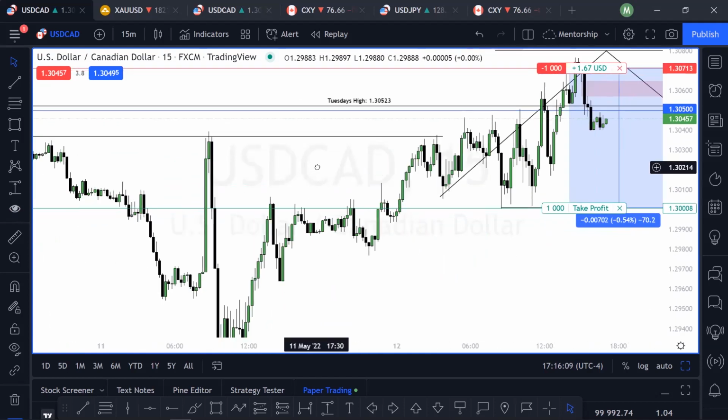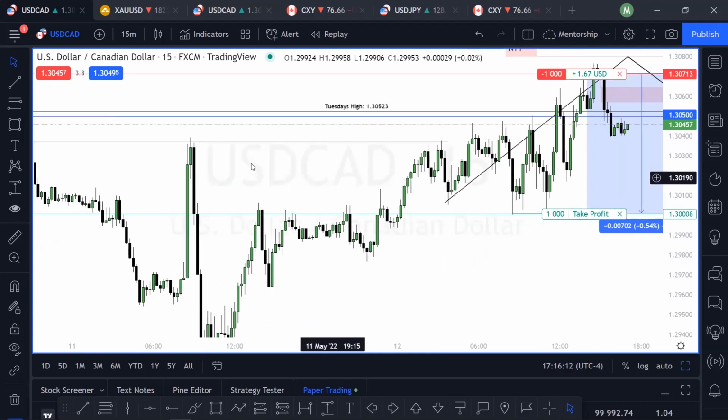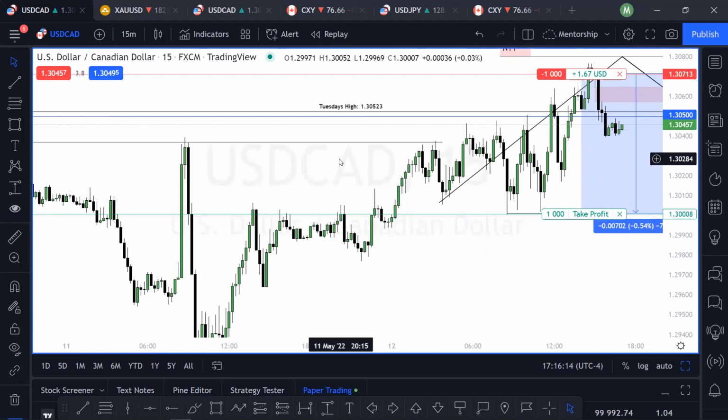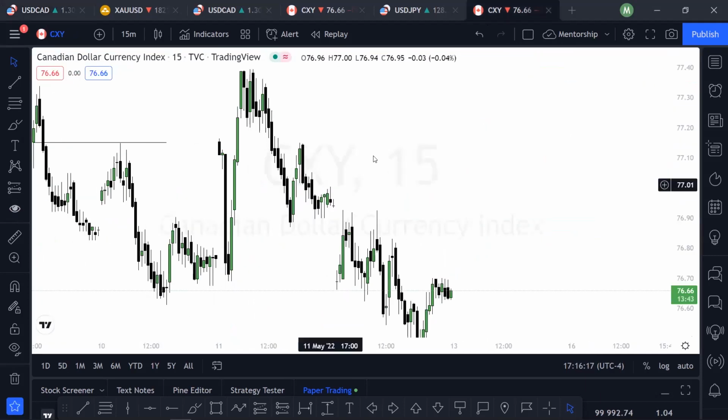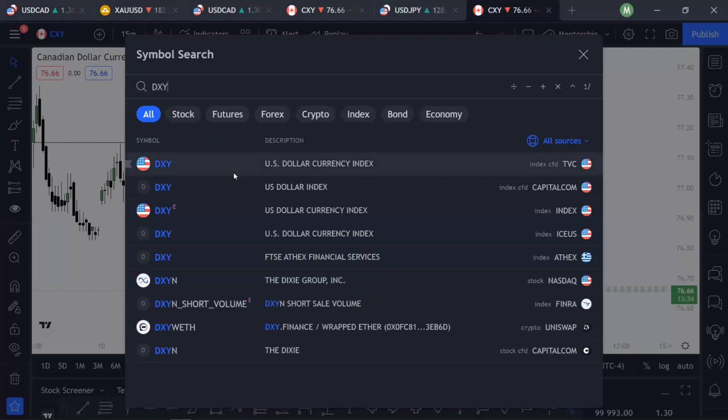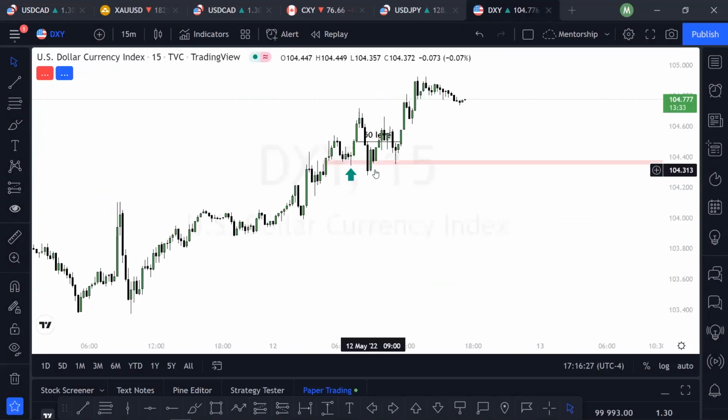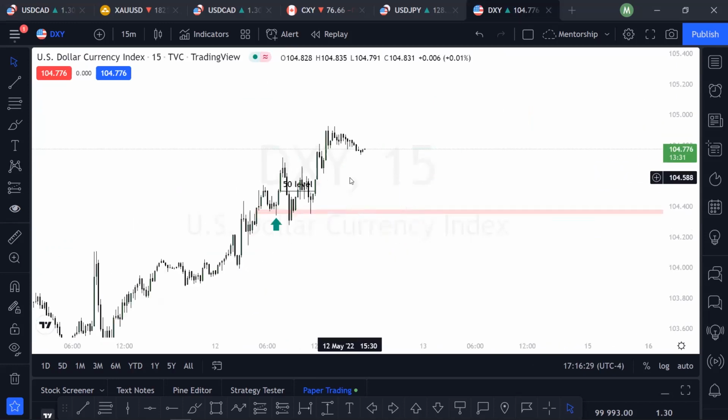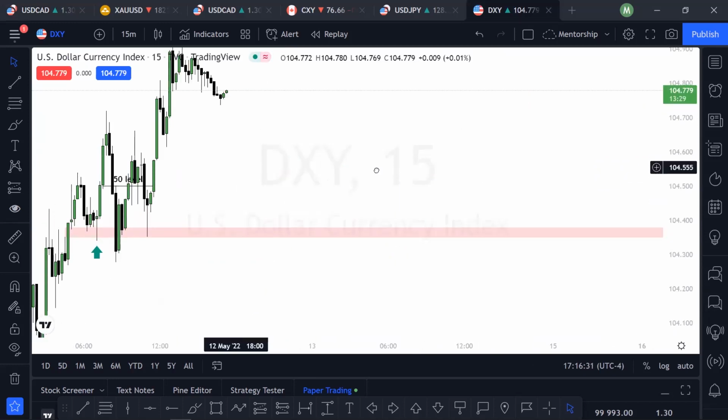So all currencies against the US dollar. Now, you have to first know, what is the US dollar doing? Let's look at the dollar index itself. Just look at the dollar index. Now, what is the dollar index doing? The dollar index is trading high. Now, this is a 15 minutes chart.